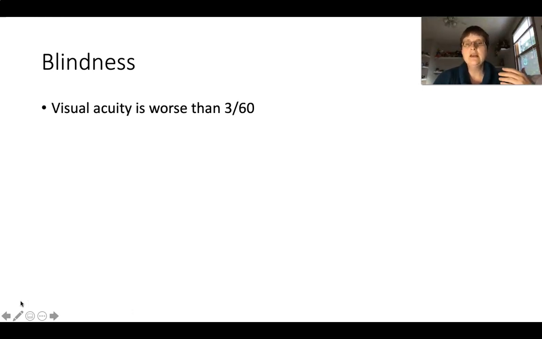So blindness is defined as an individual who has a visual acuity worse than 3/60. We had 20/20 as what we consider normal vision. 3/60 is where we have that cutoff line for blindness. So if you're worse than 3/60, meaning that you can see at 3 feet what we would consider normal at 60 feet, then you are considered blind.